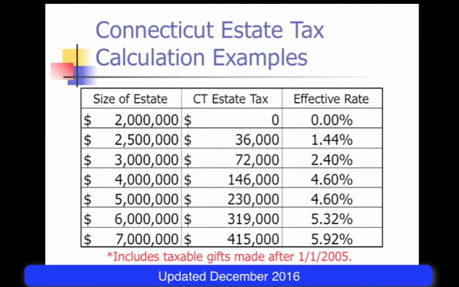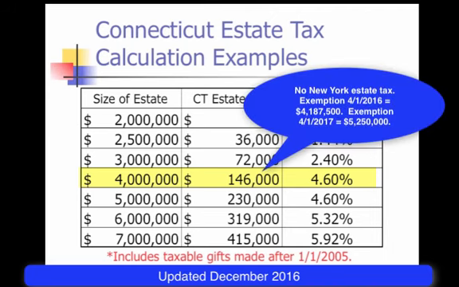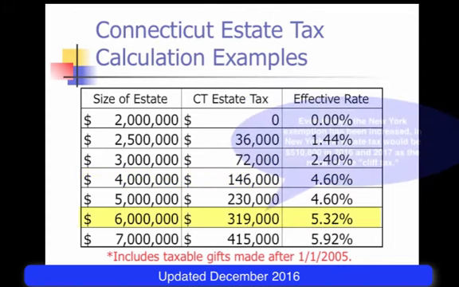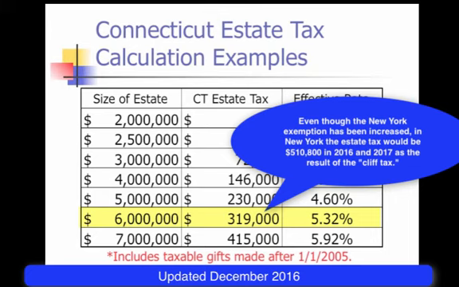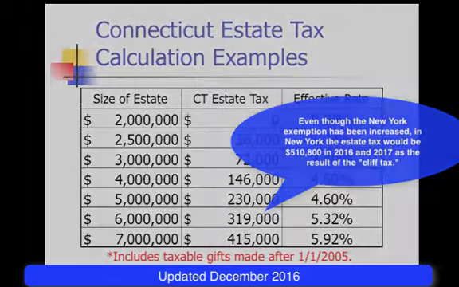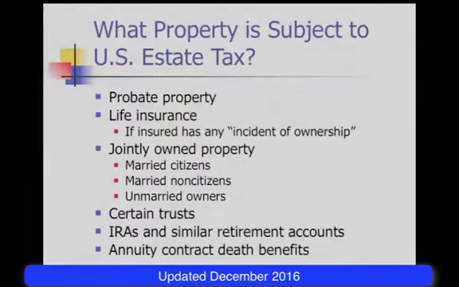So you can see if you have an estate of $4 million for Connecticut purposes, the estate tax would be $146,000. If you have a $6 million estate, the estate tax would be $319,000, and so on. So it's important to keep in mind that there is a Connecticut estate tax. Now, as I said earlier, you really can't have an appreciation for what the estate tax is all about unless you know what property is included in your estate for estate tax purposes. And it's really a lot of different types of property. It's not just the probate property, it's also non-probate property.